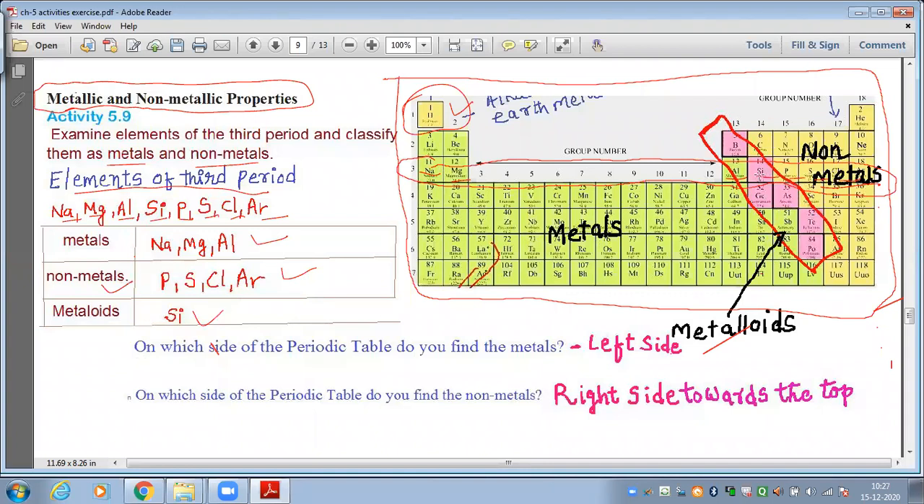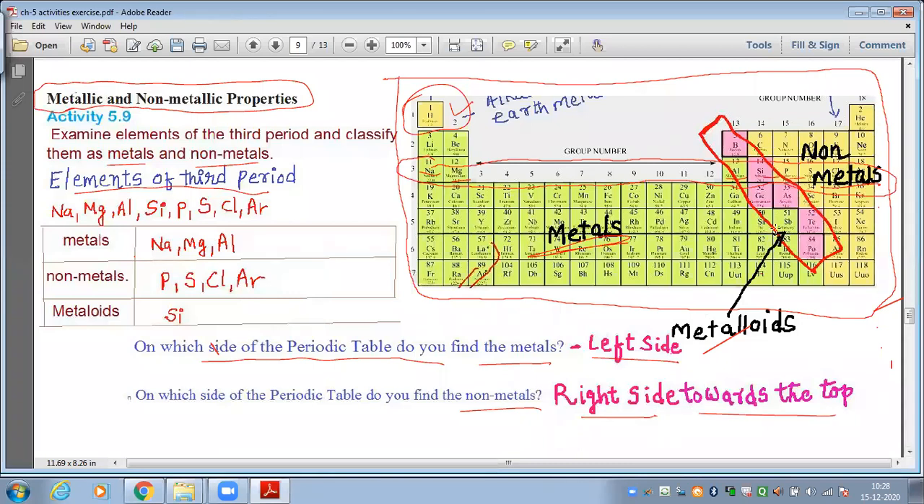You can see here we have silicon, which is a metalloid in this case. Now please understand, on which side of the periodic table do you find metals? You can see that on the left side of the periodic table, you find the metals. On which side of the periodic table do you find non-metals? You can see that the non-metals are found on the right side, and that is towards the top.